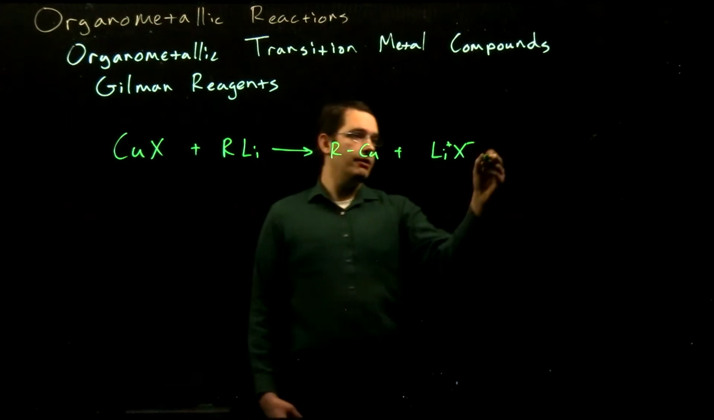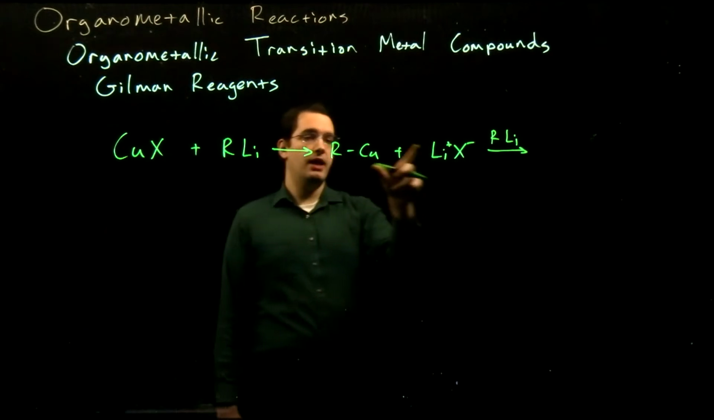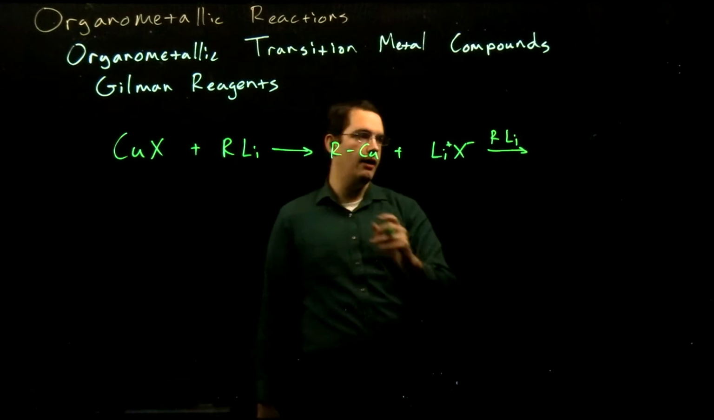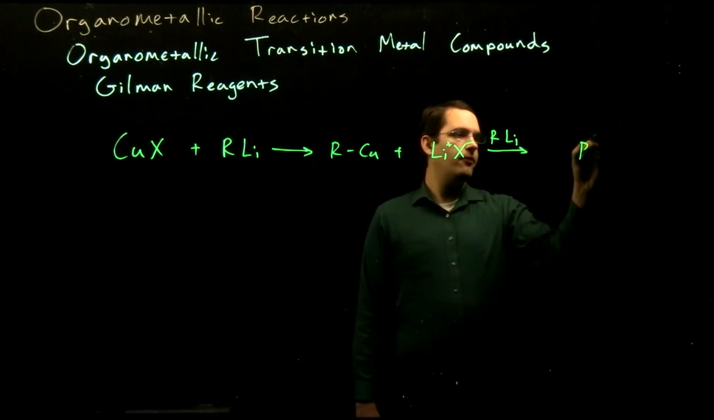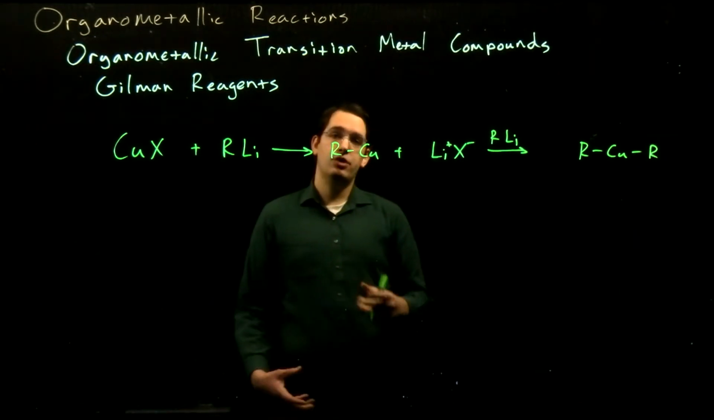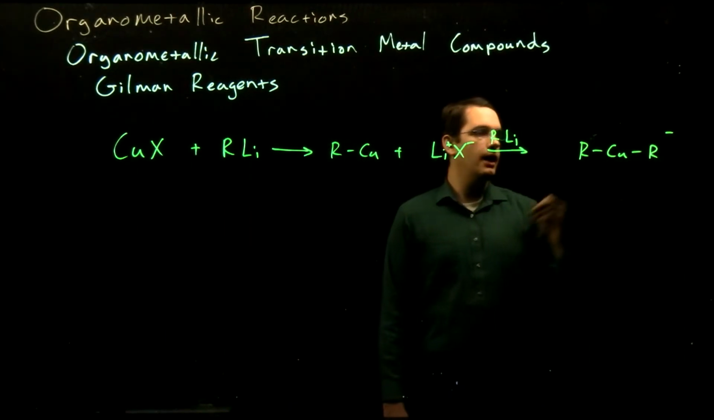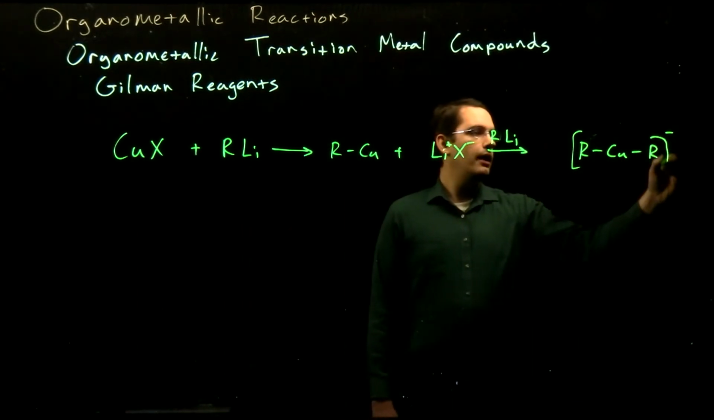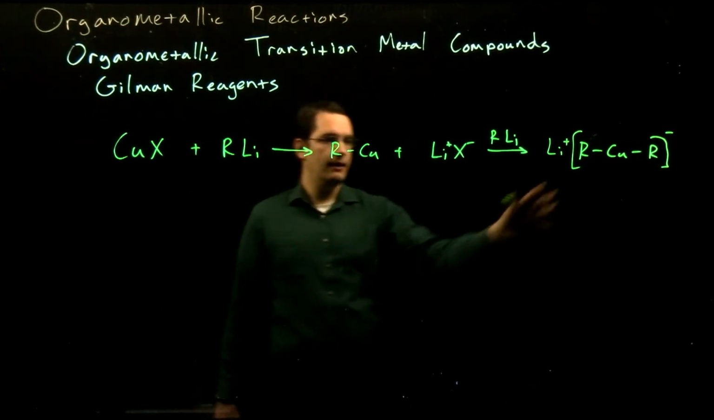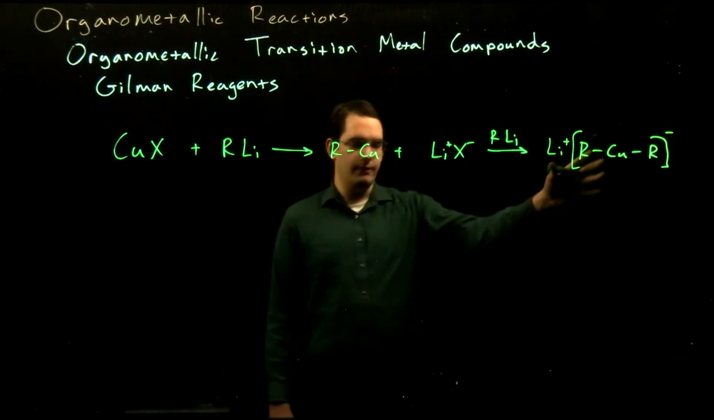Now if we add another unit of our organolithium compound, we're going to again exchange that alkyl group and give it to our copper, but in this case, of course, we don't have another halogen here. So we're going to end up forming a copper compound where we have our 2 alkyl groups attached to that copper. This is going to be a negative anion overall, as well as our lithium counterion here. So we get this lithium and copper complex, and this is what we call our Gilman reagent.